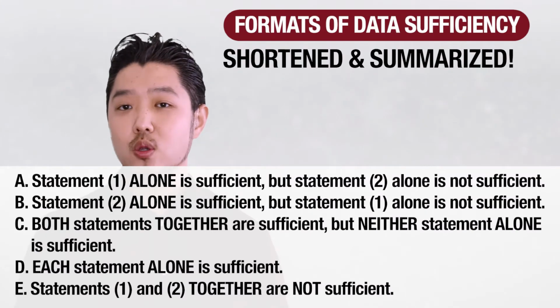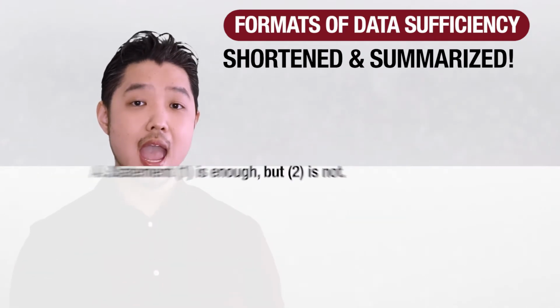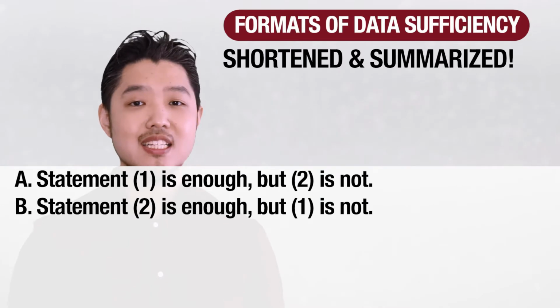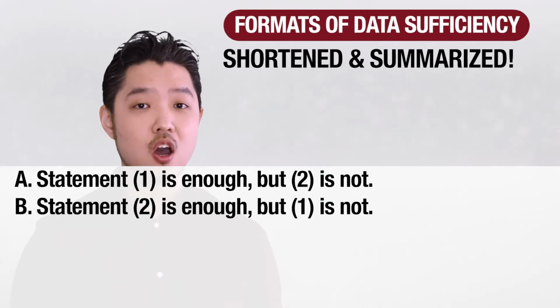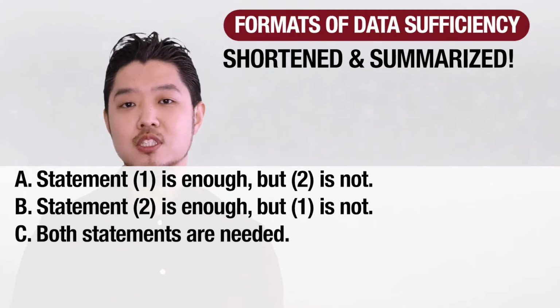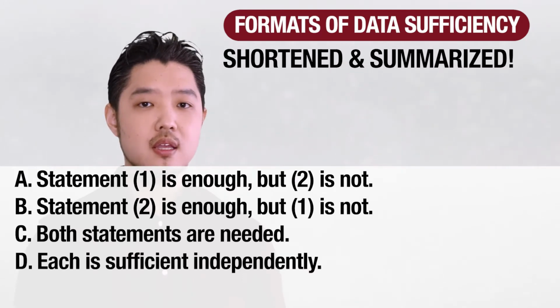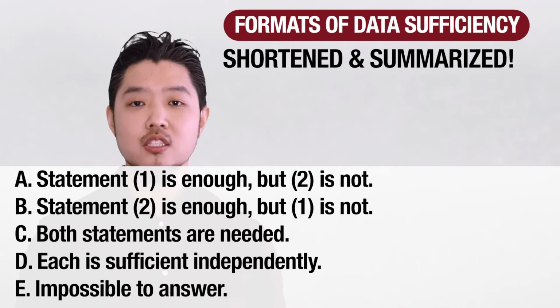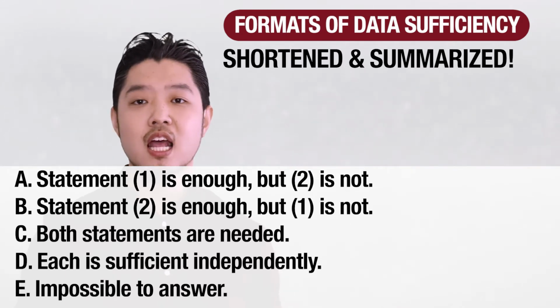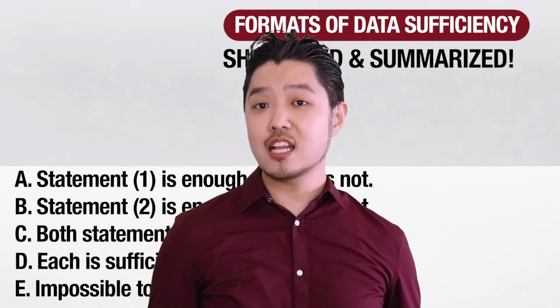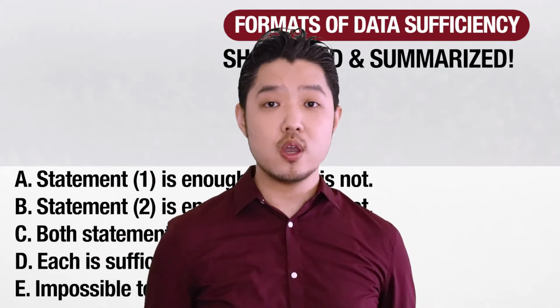However, you can shorten and summarize like the following. A. Statement 1 is enough, but 2 is not. B. Statement 2 is enough, but 1 is not. C. Both statements are needed. D. Each is sufficient independently. E. Impossible to answer, which means the data is not sufficient even with both statements. Make sure to memorize these answer choices so that you can solve quickly without reading them.